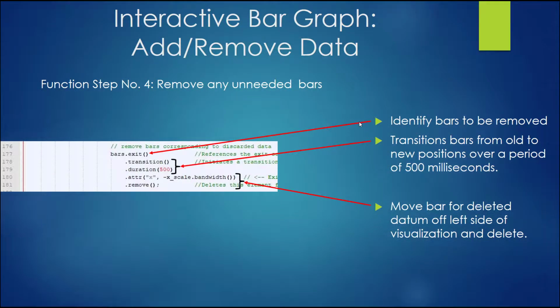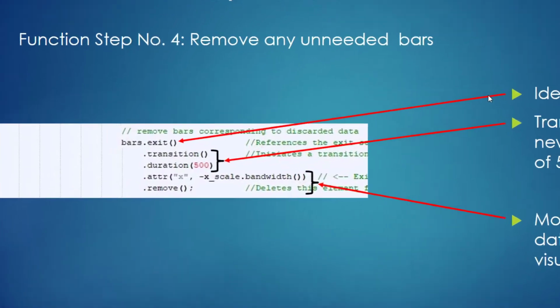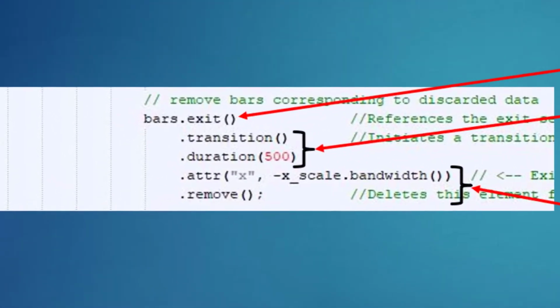Now you might remember the exit and remove syntax that I mentioned earlier in this workshop, and you haven't seen anything else since I first mentioned them. And these now appear to identify and remove any bars that are no longer needed because of a datum being removed from the data set. Again, this transition occurs over a period of 500 milliseconds.